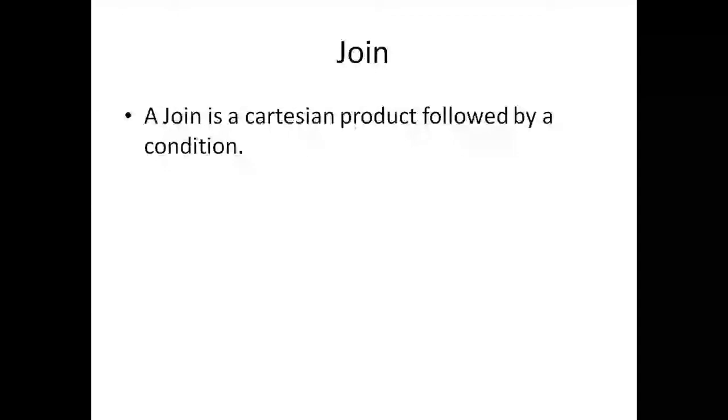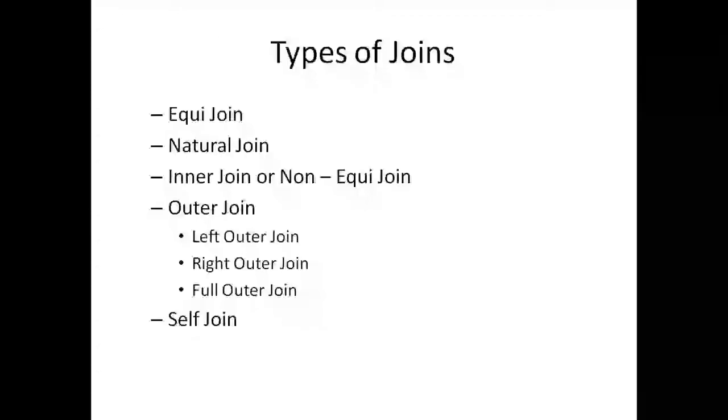Okay, so it means whenever you perform a join, first of all in RAM, Cartesian is performed by the query processor. There are different types of joins: equijoin, natural join, inner join, non-equijoin, outer join, self join. We will see them. First of all, equijoin. Equijoin means you are joining on the basis of some equality condition.